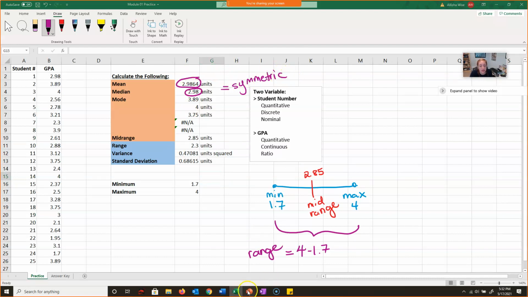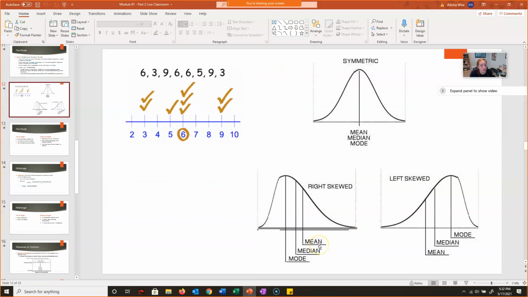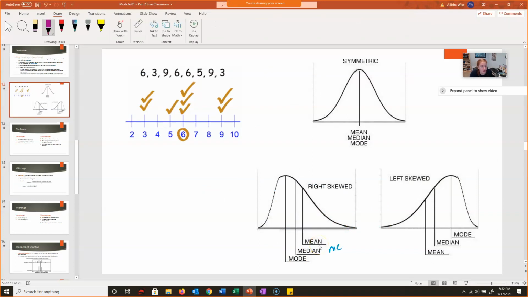Now, if the mean was greater than the median, larger than the median, it would be right skewed. If the mean was less than the median, then it would be left skewed. So I do talk about that a little bit more in the Module 1, Part 2 live classroom, but just keep that in mind as you're answering question number 4.